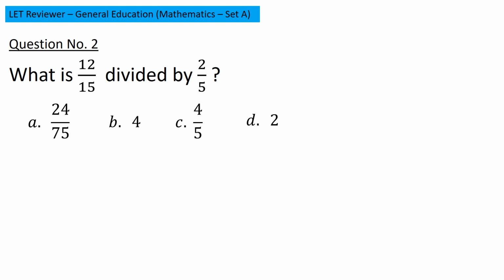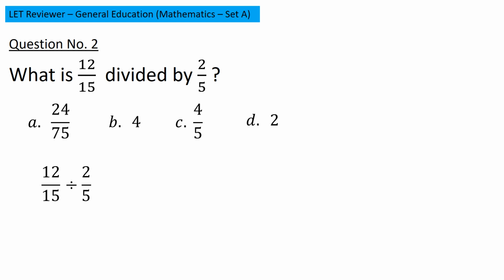Now, in dividing fractions, we have to identify alin ba ang ating dividend and ano ang ating divisor. The dividend is the one that is to be divided. So that is 12 over 15. At yung divisor is the one that divides the dividend. So that is 2 over 5. So you have 12 over 15 divided by 2 over 5.